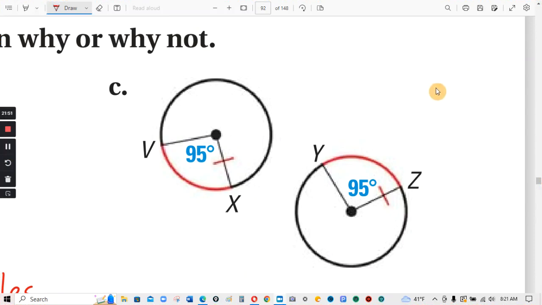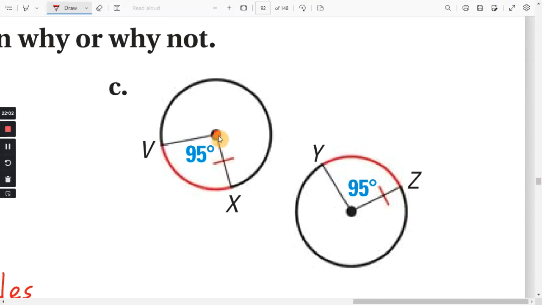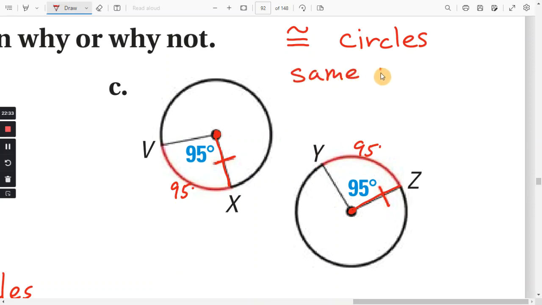Now for part C, remember, if the radii are congruent, that means the circles are congruent. So I guess we assume this is the center, and this here is a radius. It's marked with the tick mark. This is the center, this here is a radius, and this is a tick mark. So we have congruent circles. I'll just put the symbol for congruent. Congruent circles, and the measure of both arcs is 95 degrees. So congruent circles and same measure. So are these arcs congruent? Yes.